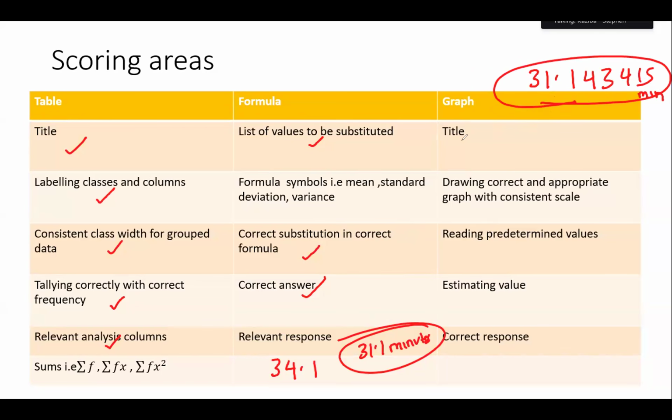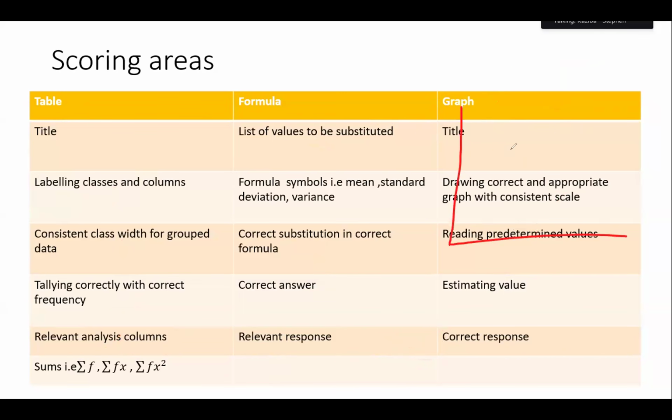When it comes to the graph, specify with a title whether it is an ogive, a histogram, or another graph. Have the scale, determine the values, estimate, and show how you are estimating. In case this is a histogram, once you have identified the longest bar, it is okay to use full lines. Come and clearly show that my mode is at this point.